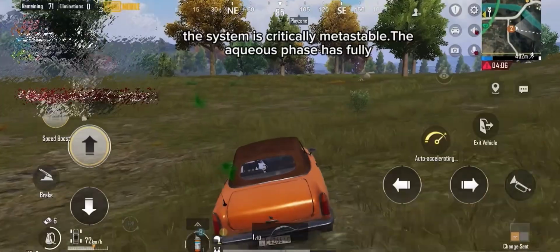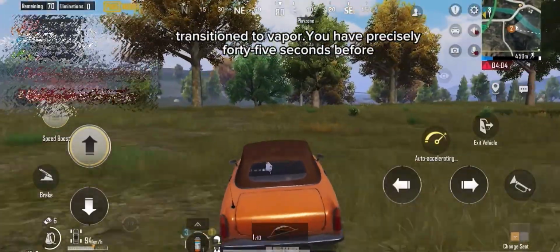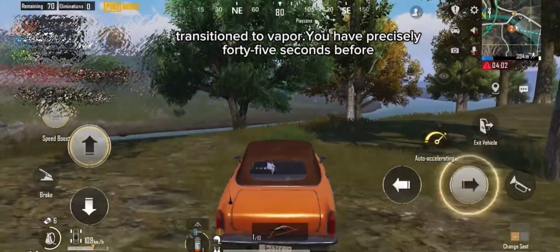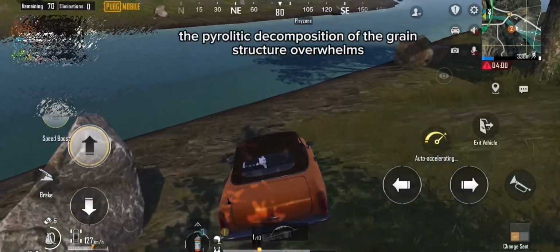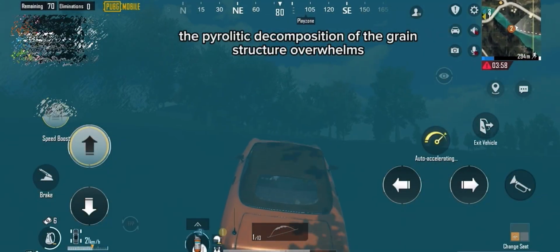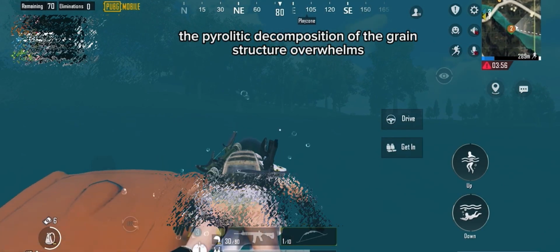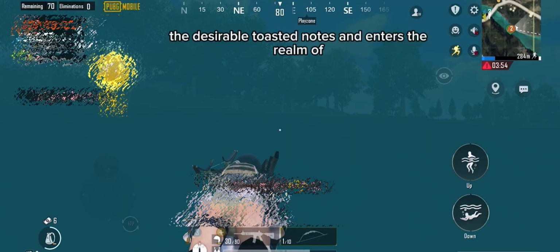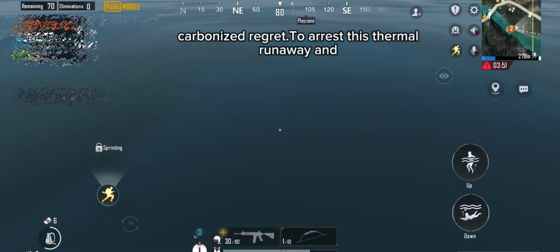The aqueous phase has fully transitioned to vapor. You have precisely 45 seconds before the pyrolytic decomposition of the grain structure overwhelms the desirable toasted notes and enters the realm of carbonized regret.